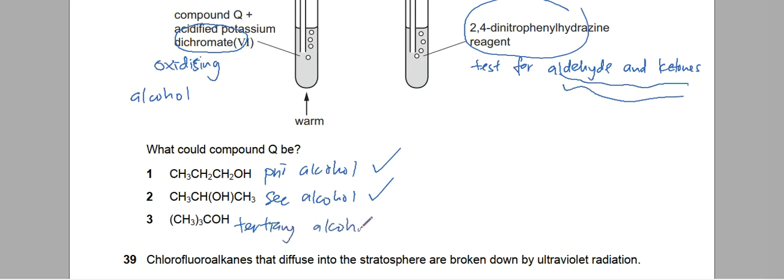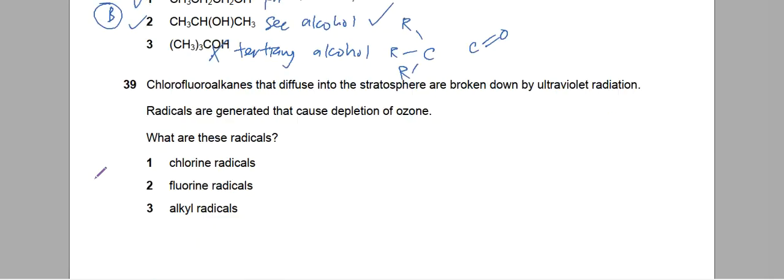Tertiary alcohol is very difficult to oxidize, because the carbon is already occupied with 3 R groups, so it has no other space to accommodate the carbonyl group. So the tertiary alcohol will not be oxidized. So the answer is 1 and 2. So it's B.